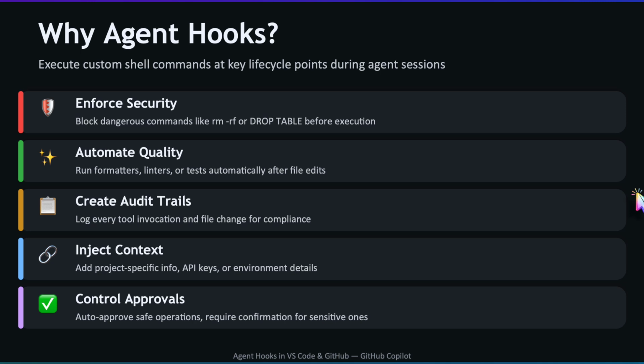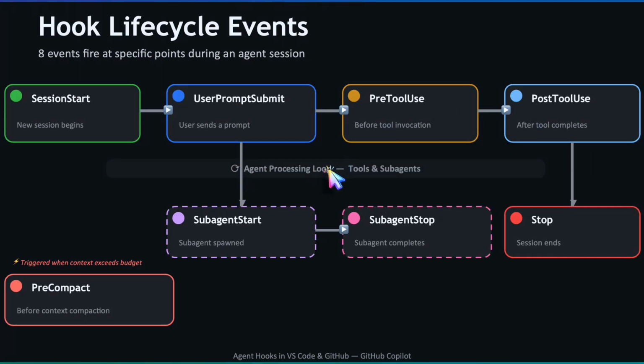Now let us look into the common lifecycle events associated with an agent. There are 8 key events that get triggered at different stages of an agent session. It all starts with SessionStart, when a new session begins. Then we have UserPromptSubmit. This is when the user sends a prompt, kicking off the agent session. If you are planning on auditing the user prompts, you can write a hook on the UserPromptSubmit event.